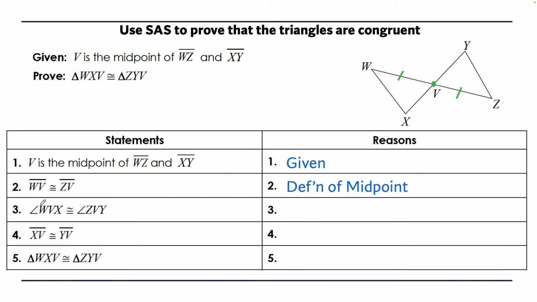All right, statement 3, angle WVX is congruent to angle ZVY. How do we know that? It's not given information. Those are vertical angles. Vertical angles are always congruent. And then it says, statement number 4, XV is congruent to YV. That's because, again, of definition of midpoint. And then I've got 2 sides and an angle between them.